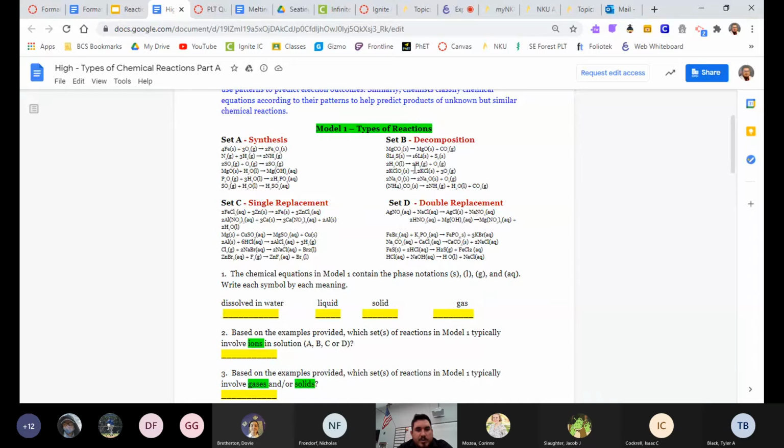But this is a model of a bunch of different reactions, and we have synthesis, single and double replacement, and decomposition. These are the ones that we were talking about. Combustion is not on there. We'll talk about that one a little bit later. So the very first thing we want to do is write the chemical equation to model one. They all have a bunch of letters with them: S, G, L, and AQ.